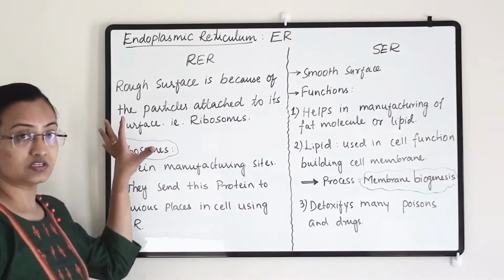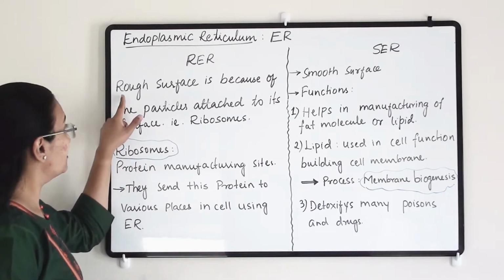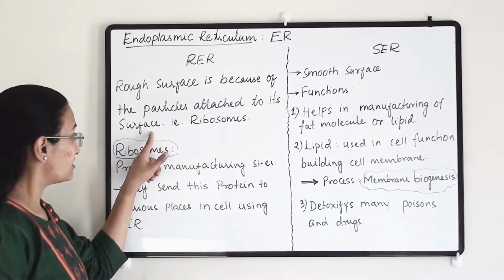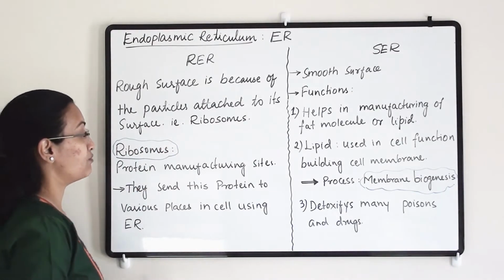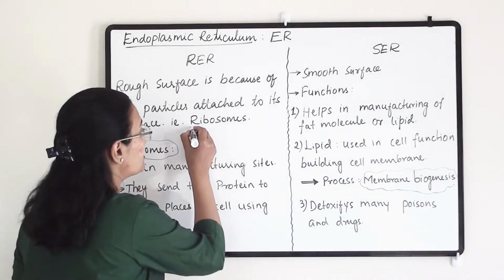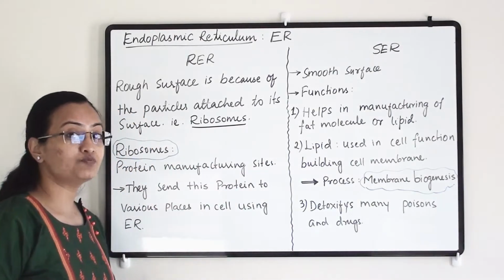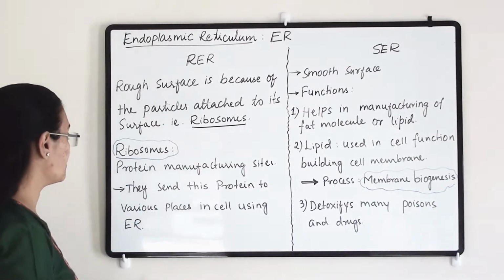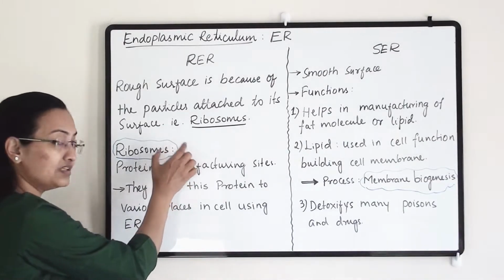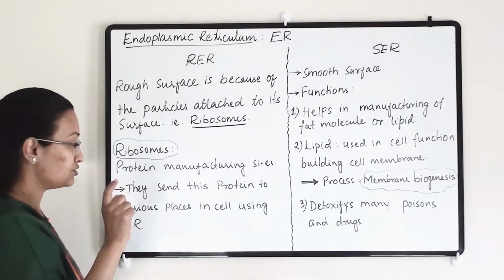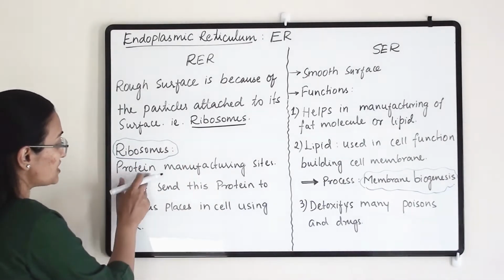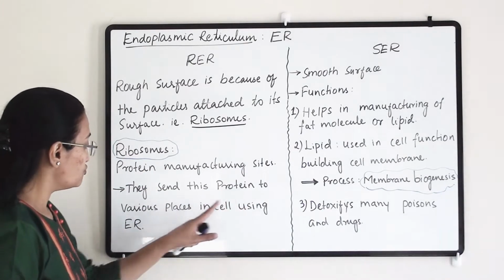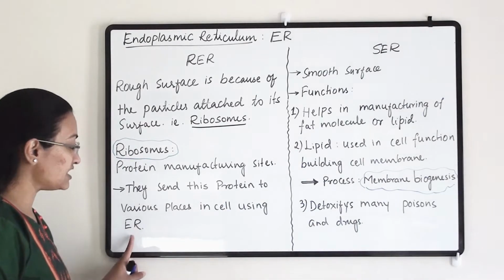So let us see rough endoplasmic reticulum first. The rough surface is because of the particles attached to that surface, and they are ribosomes. So ribosomes are attached to this ER, and that is why it is rough. Now what are ribosomes and what is the function of ribosomes? Ribosomes are protein manufacturing sites. They send this protein to various places in the cell using ER.